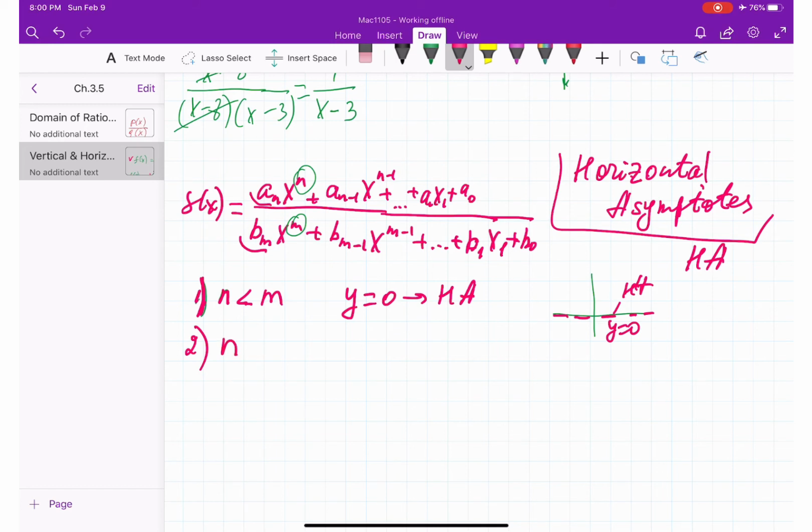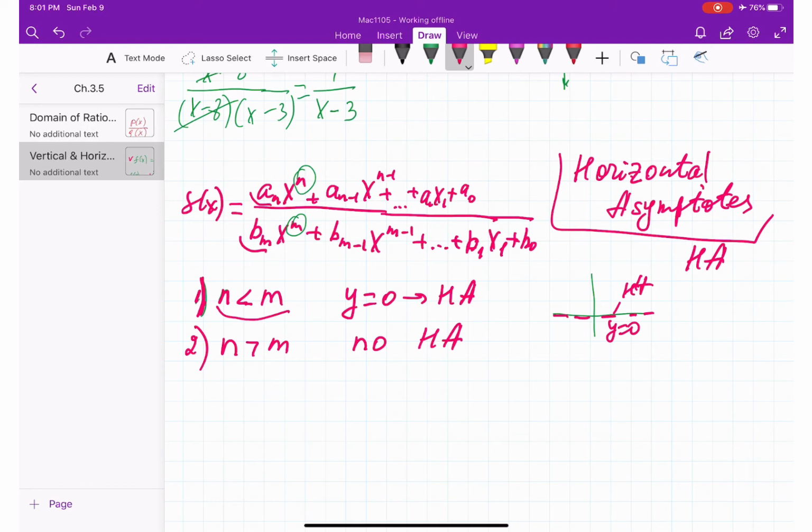Second, if n is greater than m, which means the highest degree at the numerator is greater than the highest degree at the denominator, then we have no horizontal asymptote. Well, imagine this way. If the highest degree of polynomial in numerator is greater than the highest degree of polynomial in denominator, then we have kind of an improper fraction, right? Because the degree of numerator is higher than the degree of denominator. Therefore, we don't have any horizontal asymptote. While when the highest degree of numerator is less than the highest degree of denominator, then we have a proper fraction.